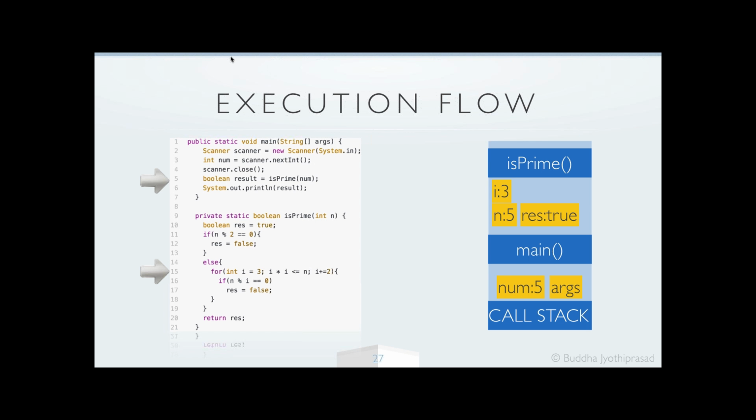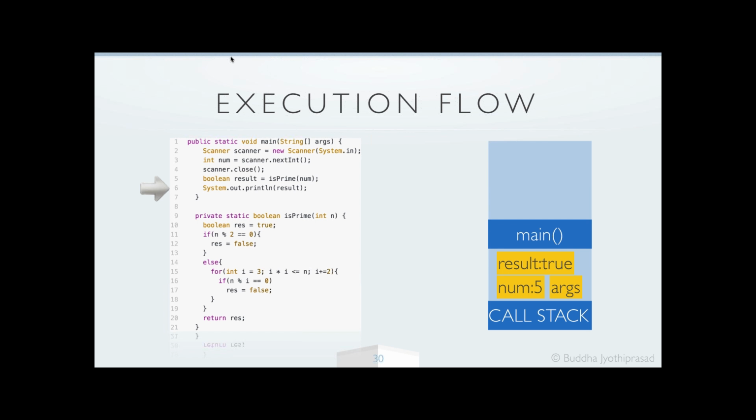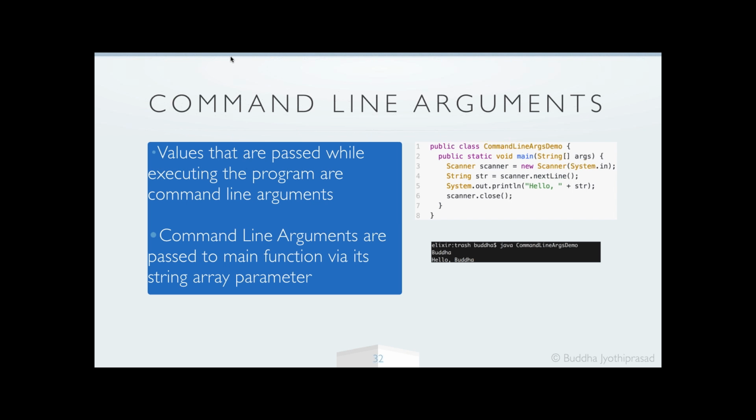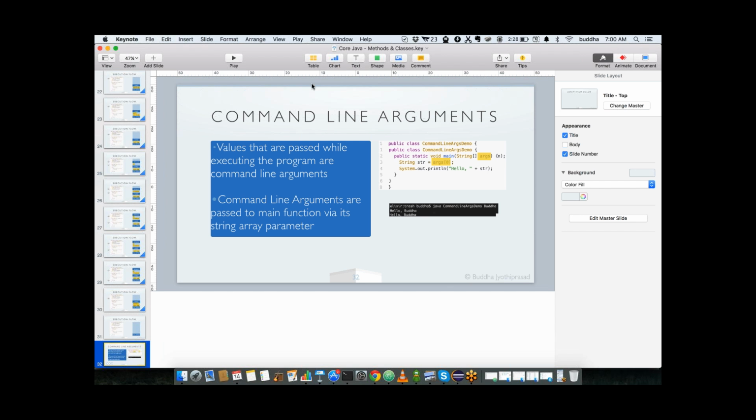So now integer I is defined because we are starting the for loop, and the loop gets executed, and in the end the return res value will be returned, right? So what happens is that value comes into the result. So that is how the execution takes place, and then the execution in the main method proceeds as usual. So that's how the typical execution goes on in the method.